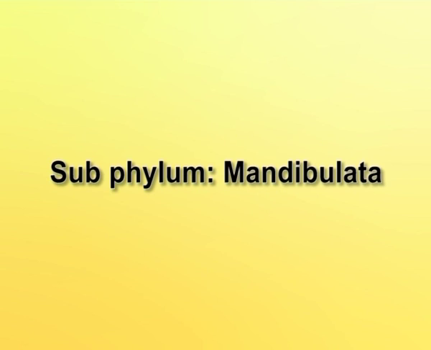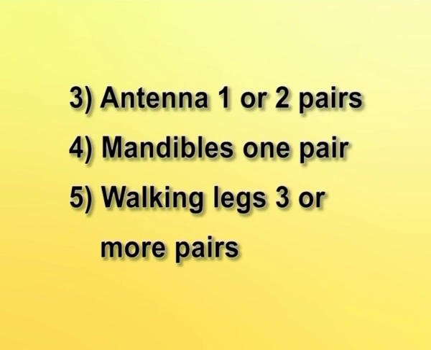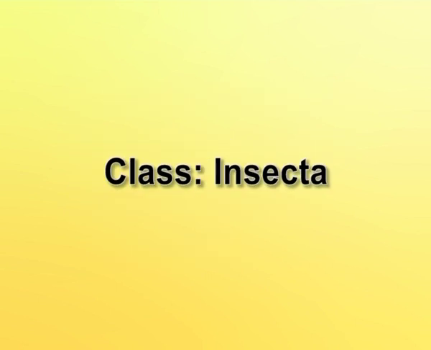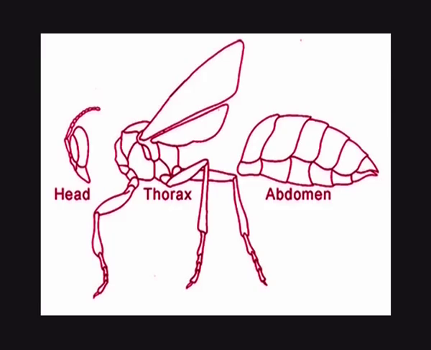Subphylum Mandibulata. Terrestrial, freshwater or marine, respiration by gills, tracheae or skin, antennae 1 or 2 pairs, mandibles 1 pair, walking legs 3 or more pairs. Then class Insecta. Insects occupy 2/3 of total population of phylum Arthropoda. They are tracheate arthropods whose body is divided into 3 regions, namely head, thorax and abdomen, possessing 2 pairs of wings and 3 pairs of legs in thoracic region, genital organs towards posterior end of the body and with decentralized nervous system.